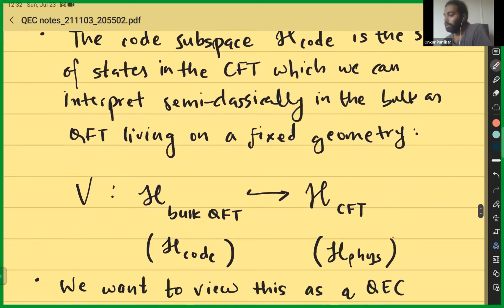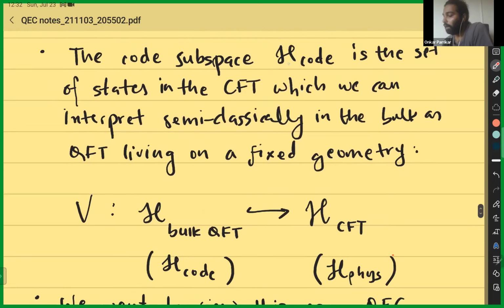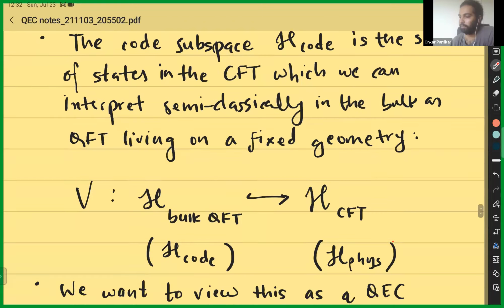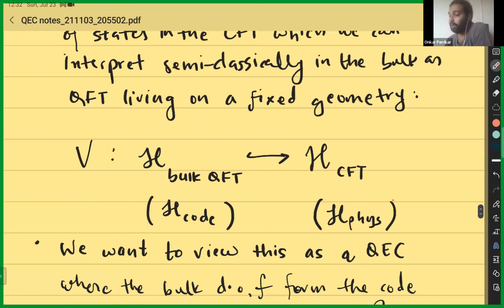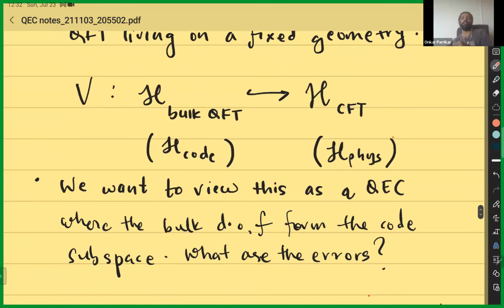Okay. So in the AdS/CFT context, the code subspace is the set of states in the CFT which we can interpret from the bulk point of view as semi-classical states, namely, some states where there's a fixed bulk geometry, and then there are some quantum field theory excitations living on that geometry. So in this context, there is a very clear code subspace kind of structure which emerges.